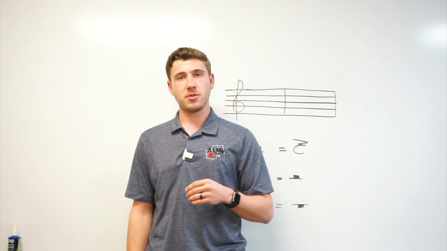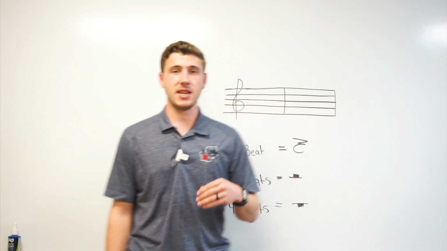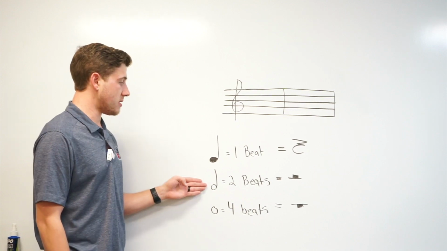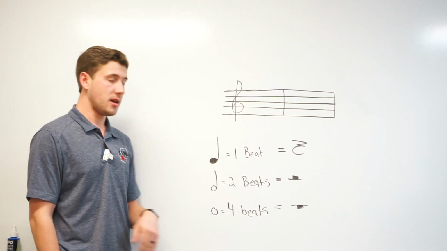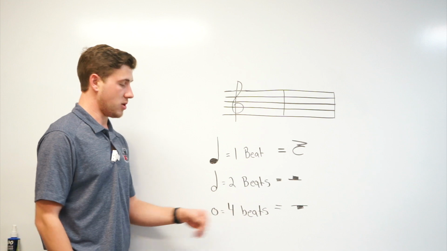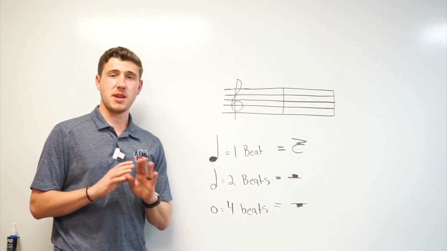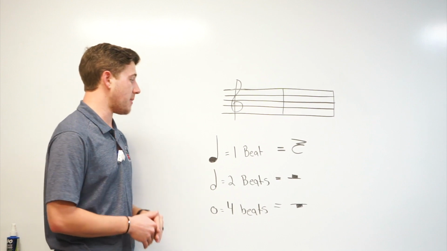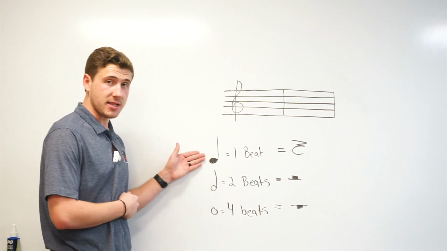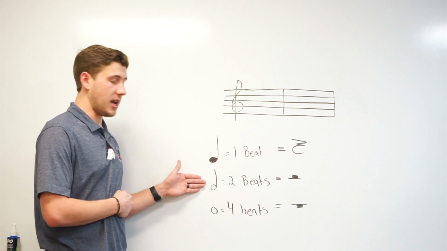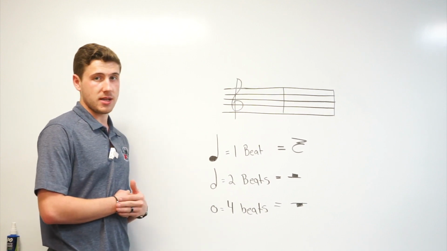Some other examples of rhythm that we have can be seen here. We have a quarter note, which equals 1 beat, a half note, which equals 2 beats, and a whole note, which equals 4 beats. You may have seen these before. This may be completely new to you, but every time you see a quarter note, it looks like this. Every time you see a half note, it will look like this. And every time you see a whole note, it will look like this.